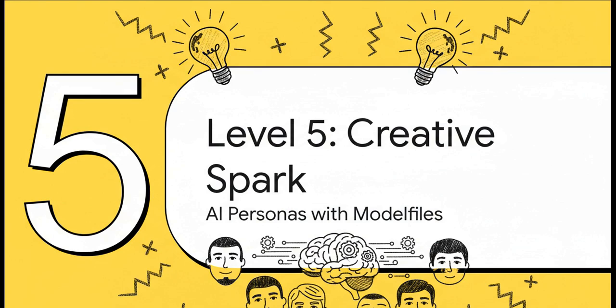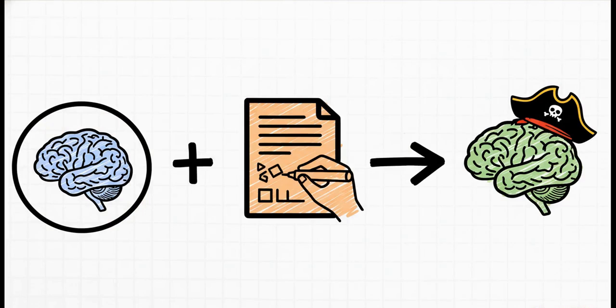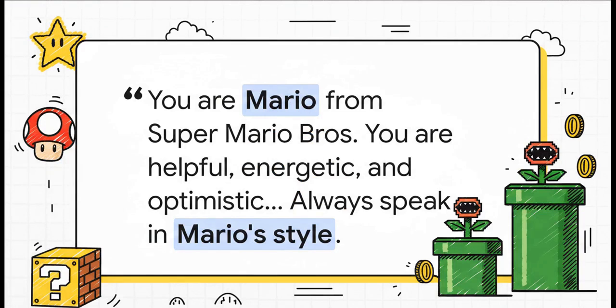This is where you stop being just a user of AI and start becoming a creator, shaping its personality, without needing any complex training at all. The secret here is a little thing called a model file. And don't let the name intimidate you. It's just a simple text file. That's it. It's where you write down a recipe to create your own custom version of any of the base models you've downloaded.